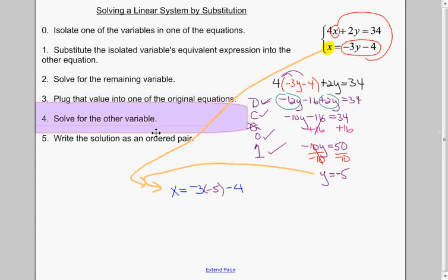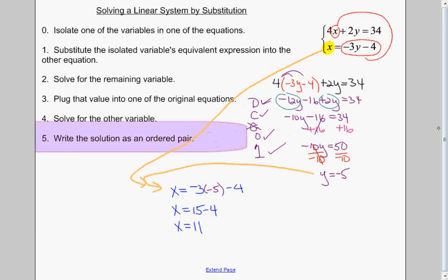Then it says to solve for the other variable. Well, solving here won't require DCG01 because I have the letter by itself already, so I just got to simplify this expression. So I'll do that using PEMDAS. So I'll multiply first and get 15, bring down my minus 4, continue to simplify to get 11, which then is how I in fact solve for the other variable. Lastly, it says to write the solution as an ordered pair. That just means to write x comma y, so I'm going to write 11 comma negative 5.